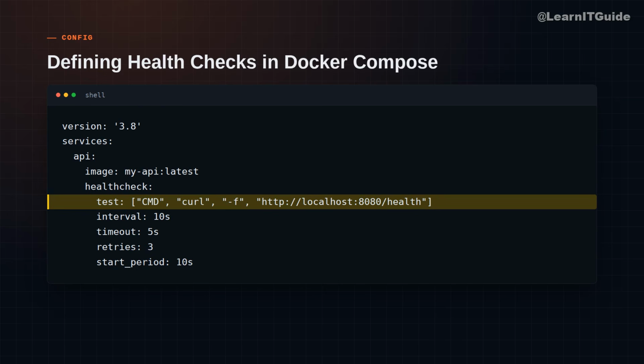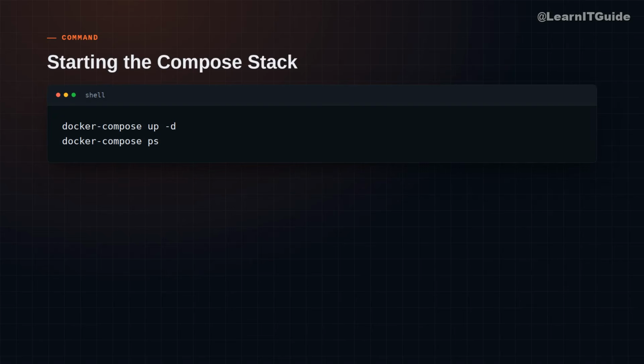This is a common pattern for backend APIs, where you expose a dedicated path for monitoring tools to verify database connections and service state. Run these commands to start your stack and check the status. The up command with the -d flag starts all defined services in the background. Then, the compose ps command shows you the health status of all services in your project.